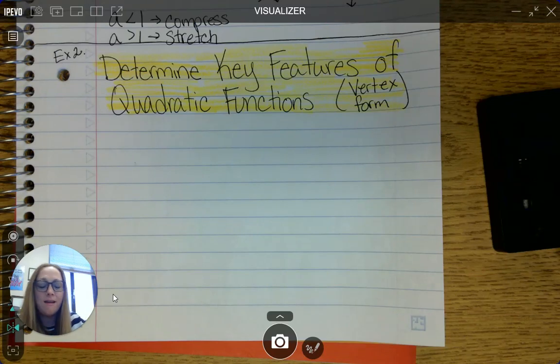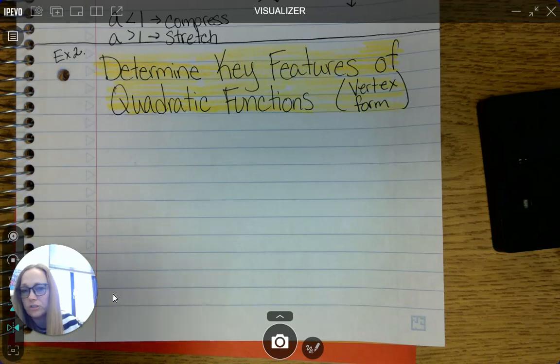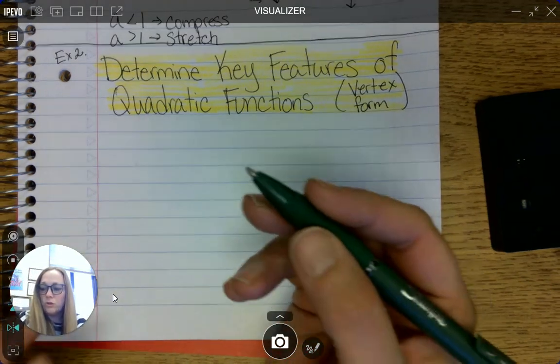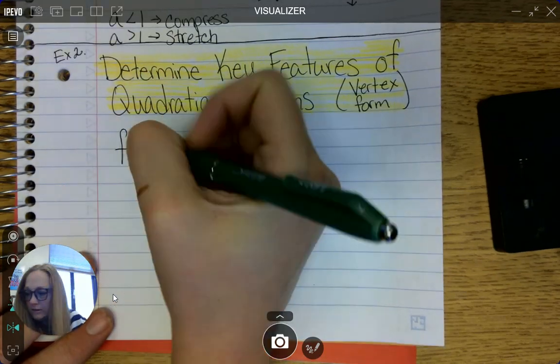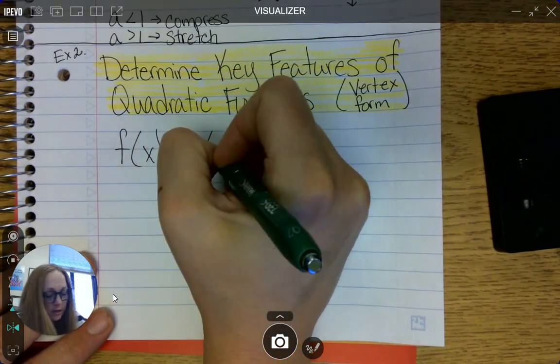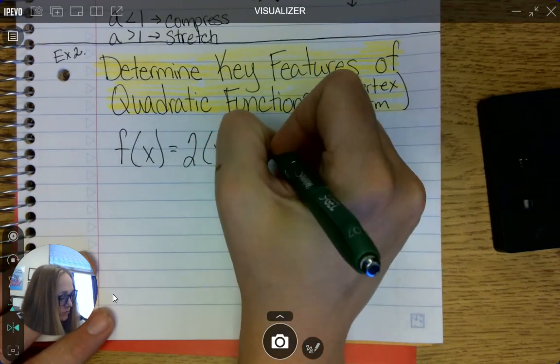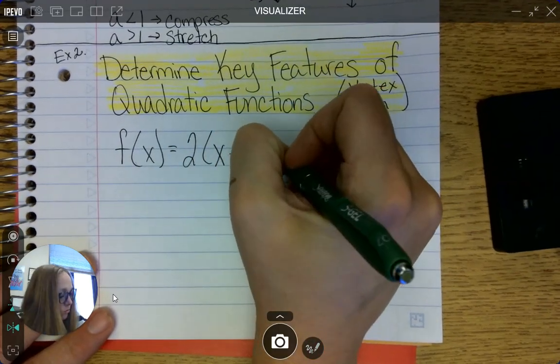Okay, so we have looked at quadratic functions in vertex form, and we've been able to identify our A, our H, and our K. So what other information or key features could we get from a quadratic function written in vertex form? Let's look at this example here. We're going to do f of x equals 2 times (x minus 3) squared plus 4.